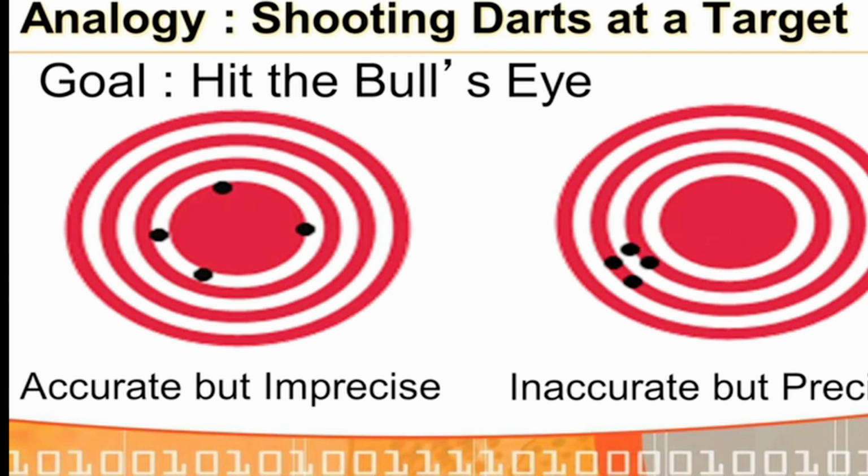Different times I hit, the dots are far off from each other. But on the other hand, when you see on the right hand side, it is inaccurate. The dots never reach the center circle, but precise. Okay, right. So you should have this in mind. I'll give several analogies like that as we proceed, so that you understand what is accuracy and what is precision.